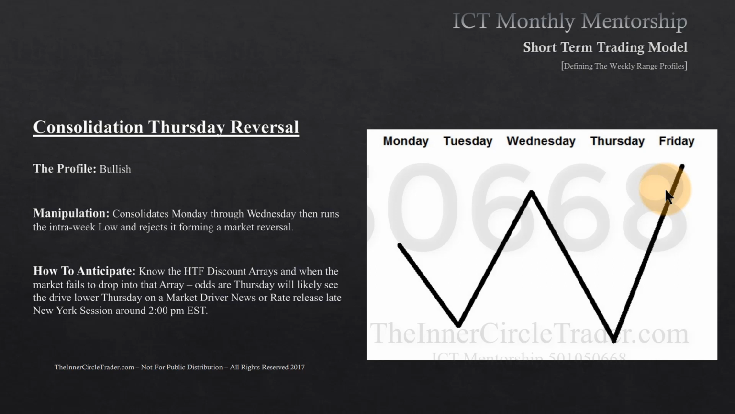But what is the underlying bias? The profile is bullish. So you have to have a market understanding of what you think the market's going to do. Then you start looking for weekly profiles, as you'll learn in month 7, which one to look for. And then you match up the economic calendar with what they're releasing.